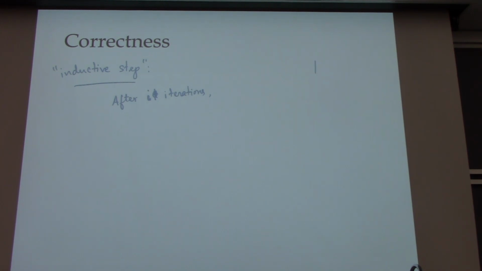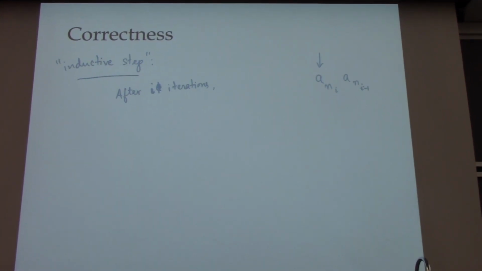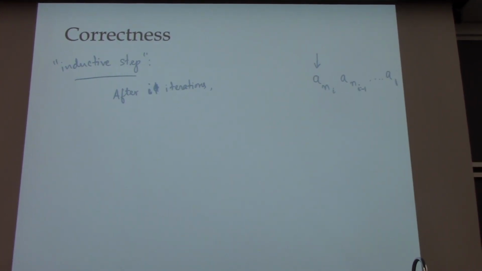you have a_n_i here, then a_n_(i-1), and a_1, a_n_1. Remember, I called a_n_1 the largest, a_n_2 the second largest, and so on. There are just some indices. So after i iterations, you have an array that looks like this. And now, what happens in the (i+1)th iteration? You again go from left to right, doing some swaps.